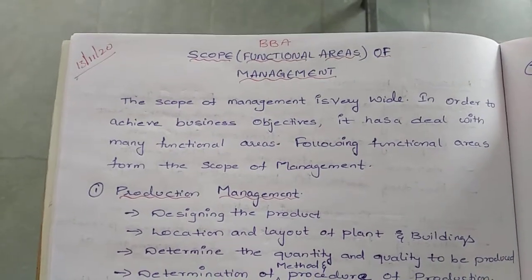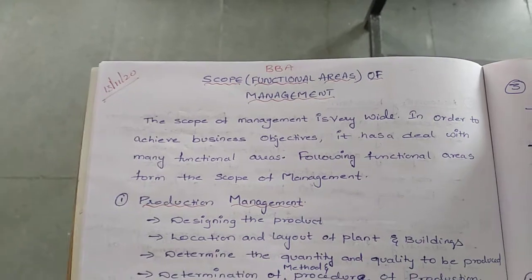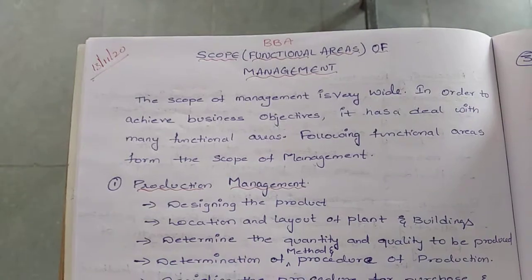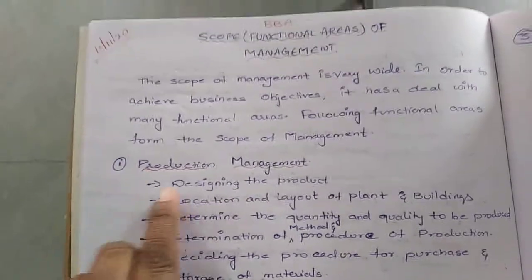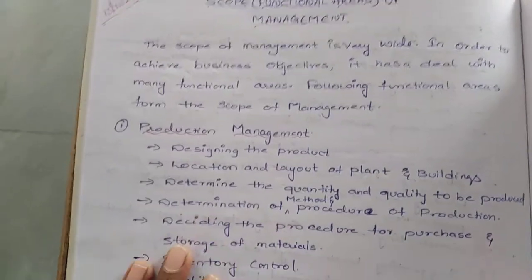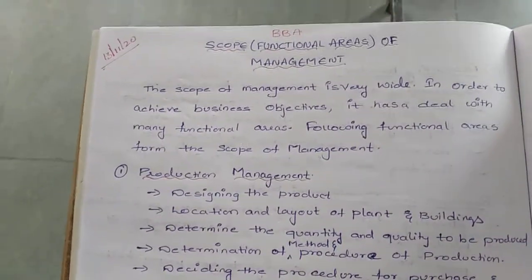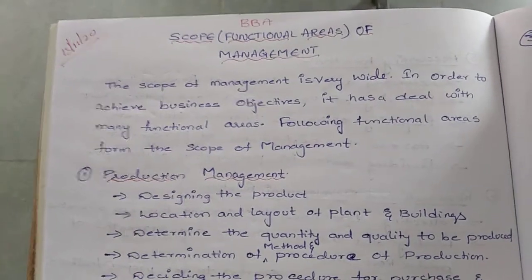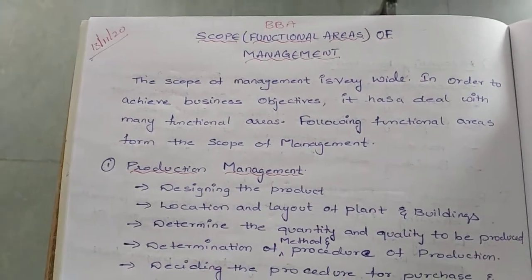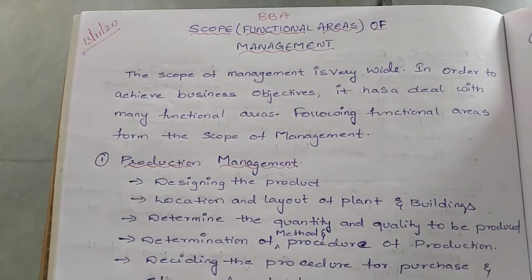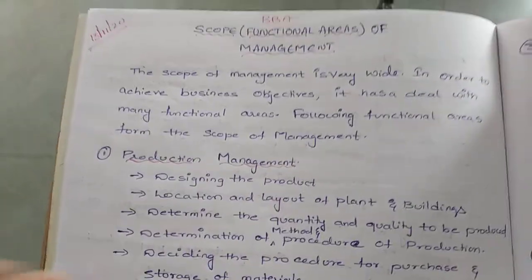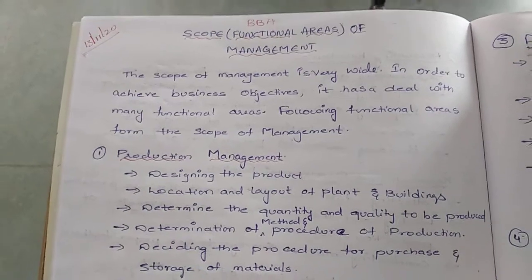What are those functional areas? We can call it functional areas or a department, but since we are talking about management, we call it management. The first one is production management. In production management, we have to produce the goods. In the production department there will be one manager, called the production manager. Why? Because the total department should be handled by him.